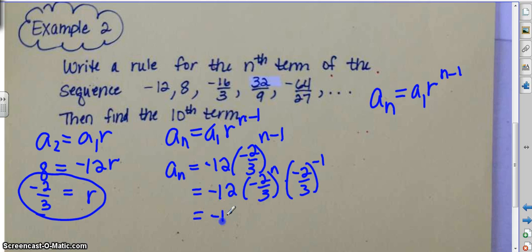which would give me negative 12 times negative 2/3 to the nth times the reciprocal of this, because that's what that negative exponent means. I need to do the reciprocal. When I do a reciprocal, that still stays negative. And finally, I can multiply the negative 12 times the negative 3/2 to give me a positive 18 times negative 2/3 raised to the nth.